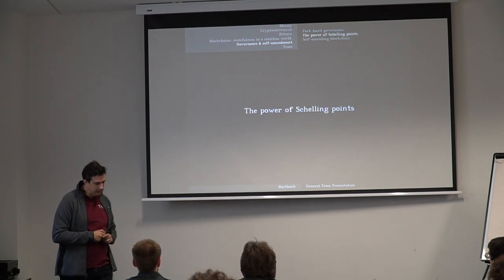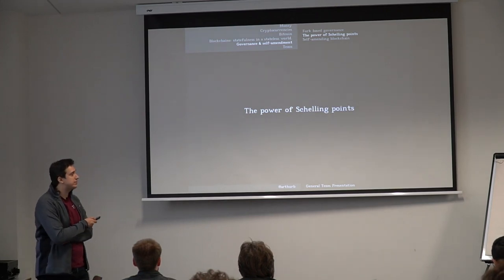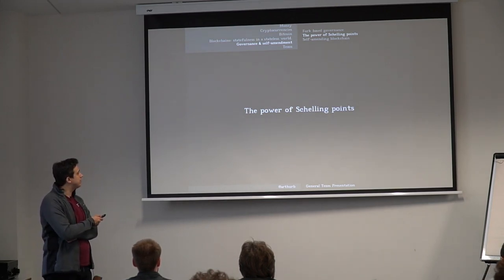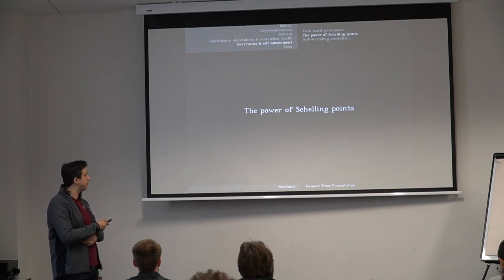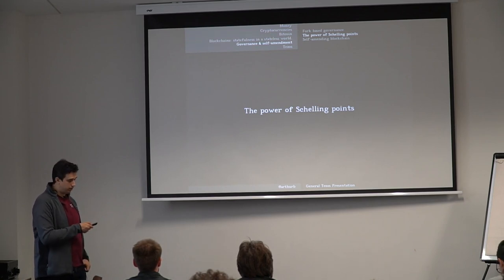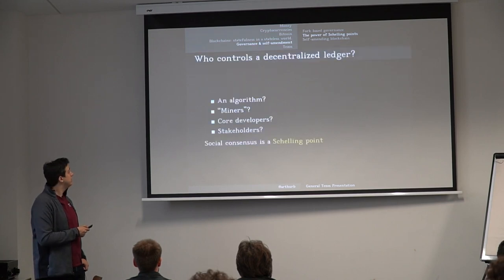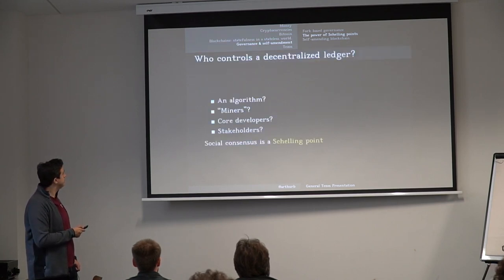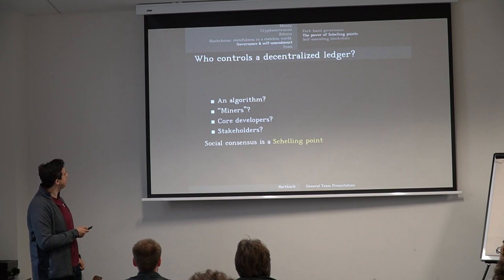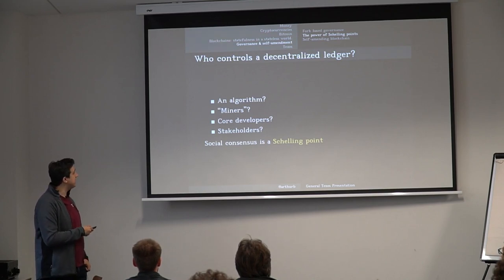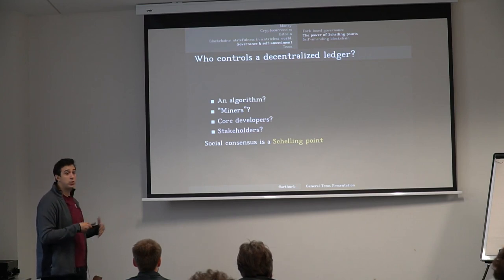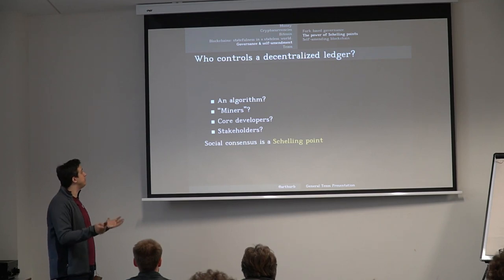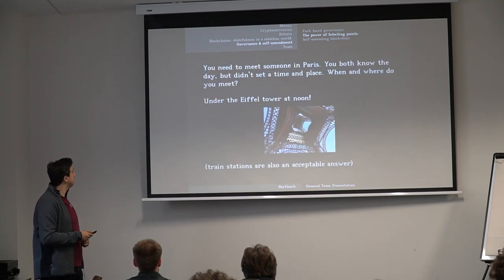So again, one way of describing the branch that wins is the one that becomes a Schelling point. It's a concept from Thomas Schelling, also sometimes called a focal point. The general idea is that it's not the algorithm that controls the decentralized ledger, it's not the miners, it's not necessarily the developers or the stakeholders, it's a social consensus. It's basically what everyone agrees is the ledger.